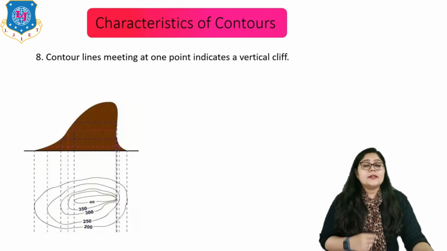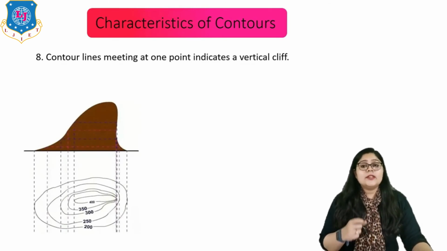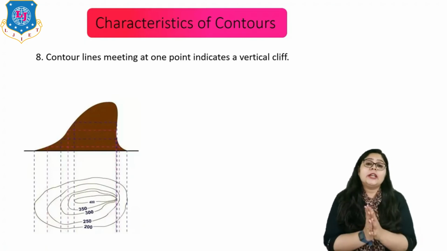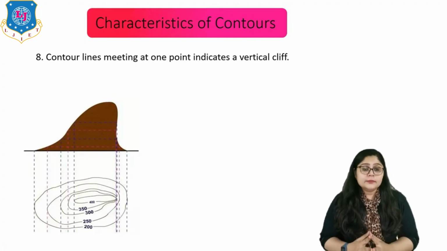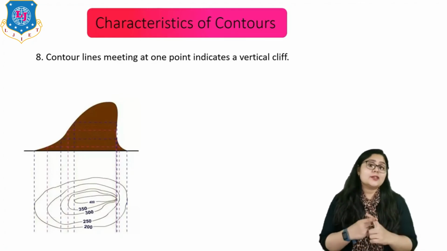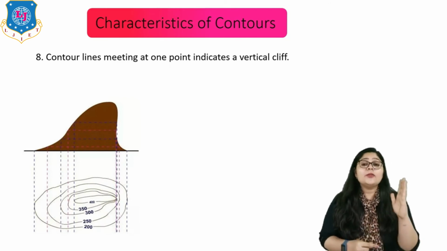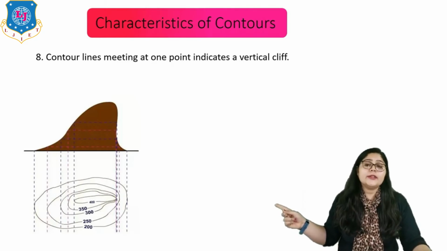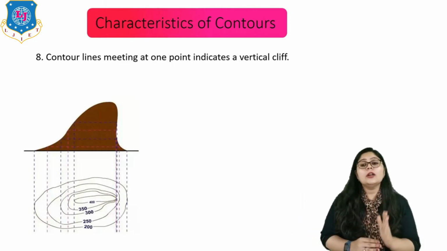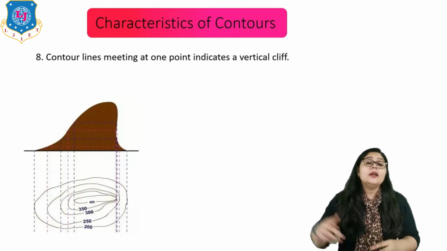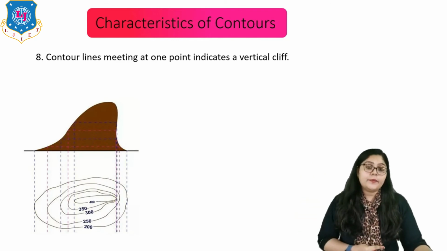Now, let us understand the eighth characteristic, which says that contour lines meeting at one point indicate a vertical cliff. Generally, contour lines have a specific value, so they can't cross each other, but they can meet at one point based on the topography of that area. So here on screen you can see that all the lines are meeting at one point. Whenever this kind of topographical condition arises, that is known as the vertical cliff, right?